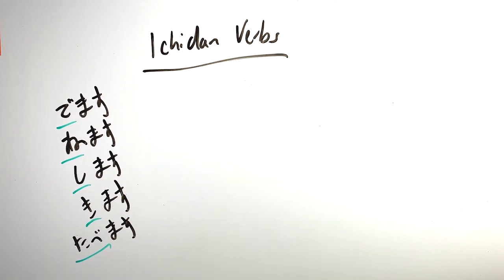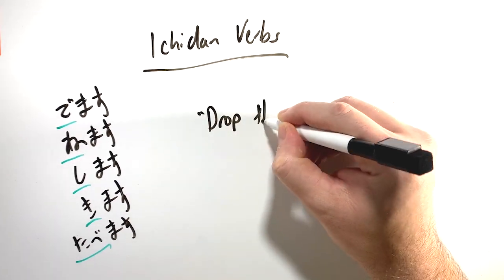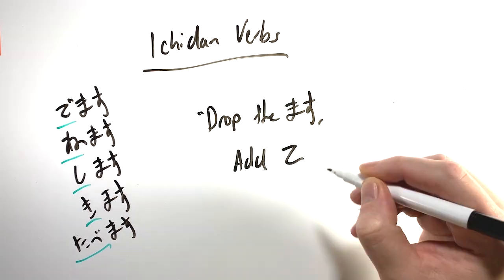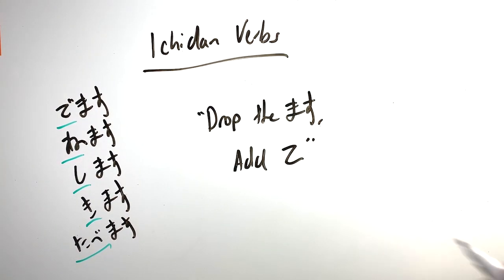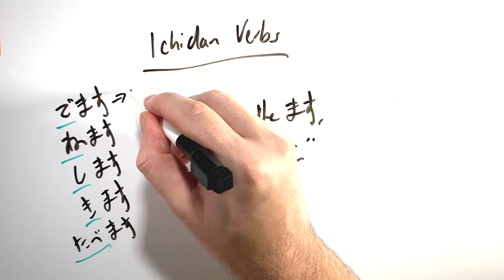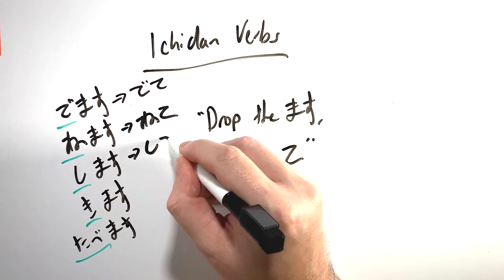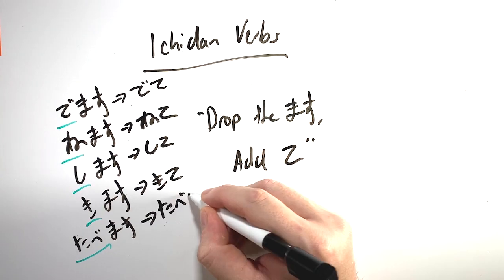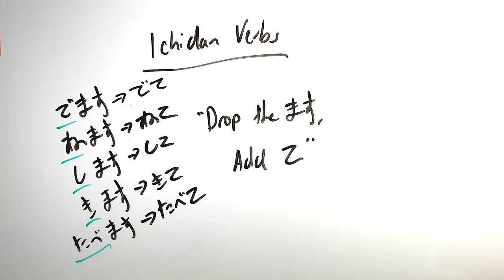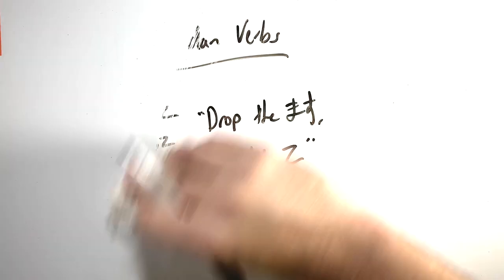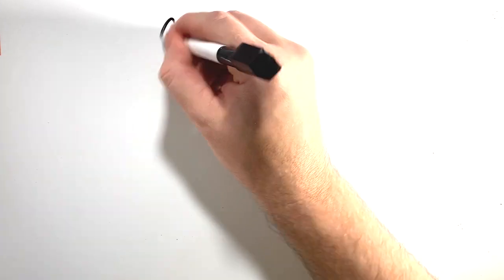These ones are really easy to turn into te form. All you do is this. You drop the masu and add te. So then you'll end up with dete, nete, shite, kite, tabete. And that's how you make the te form for an ichidan verb. Godan verbs are a little bit trickier.